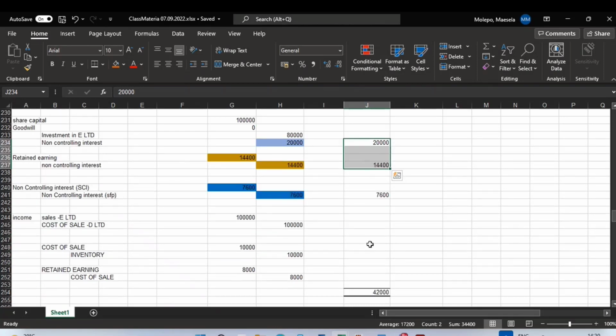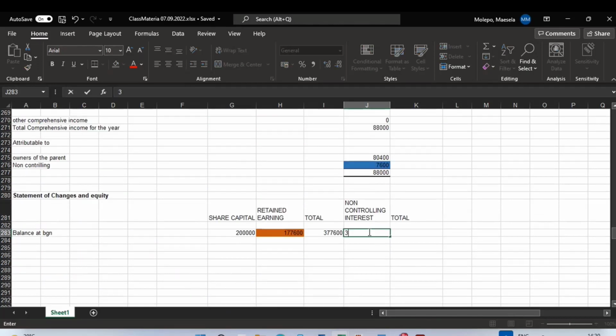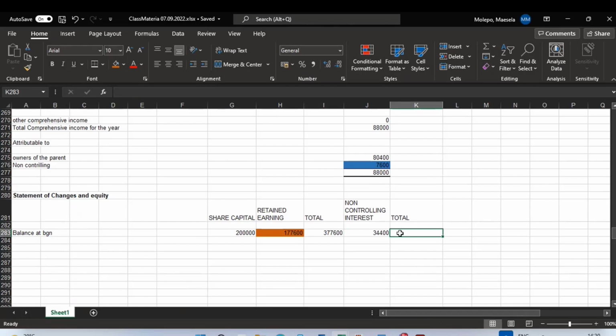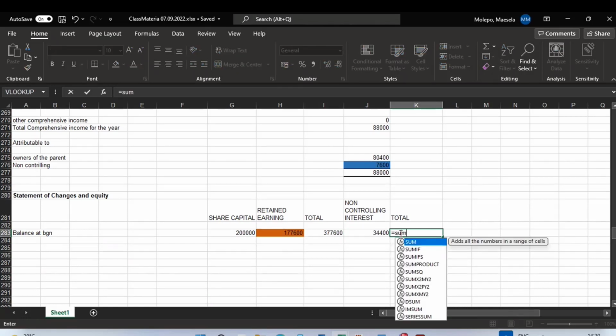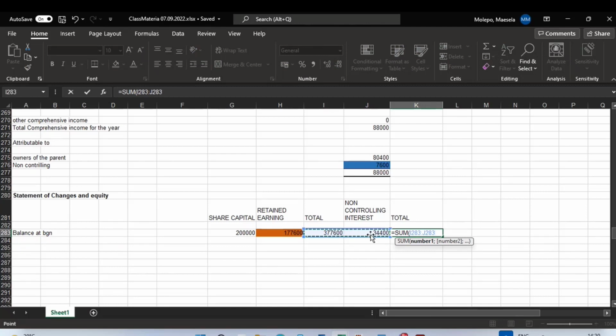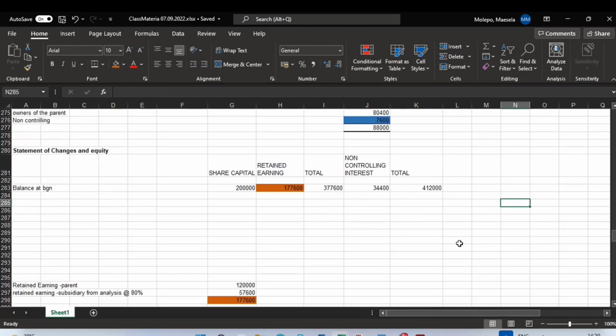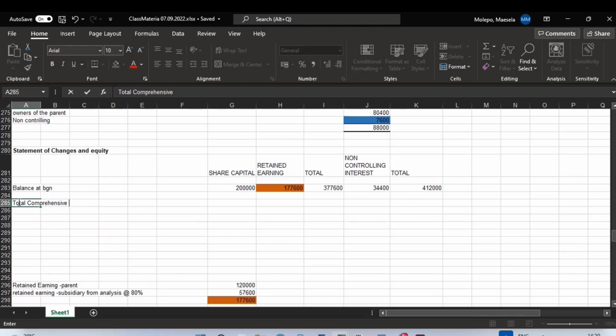Yes, sir. So they give us 34,400, 84,400. Then the total will be the sum of this. Then we are fine. Then we go to the total comprehensive income during the year, which will be the profit realized by.